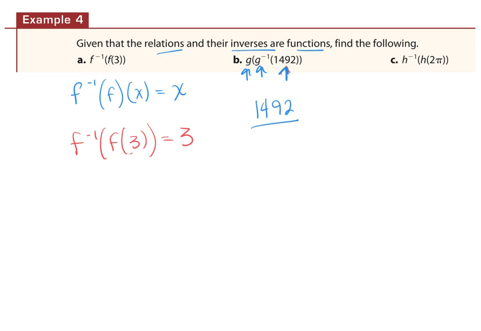Always. All right? So if I plug in a number to a function, I take that answer and plug it into the inverse, it will take me back to the number that I started with. That's how inverses work with each other.